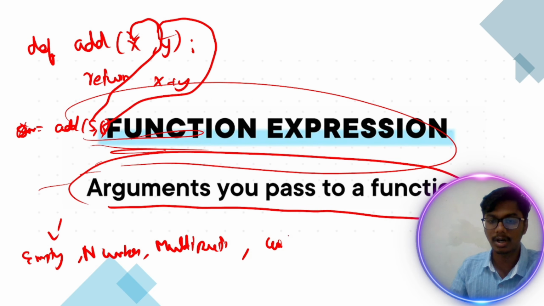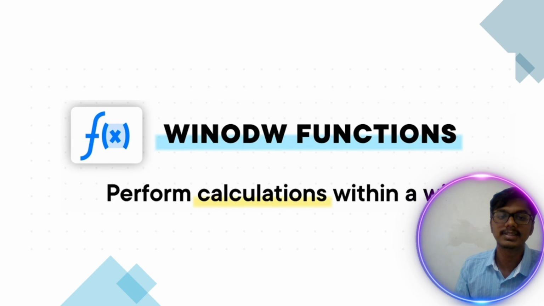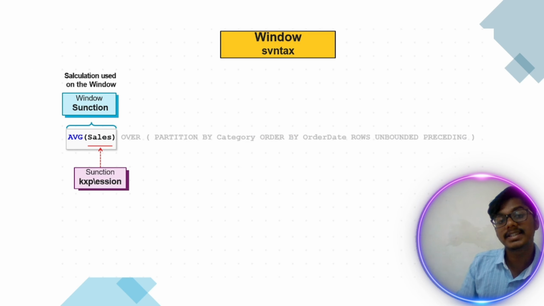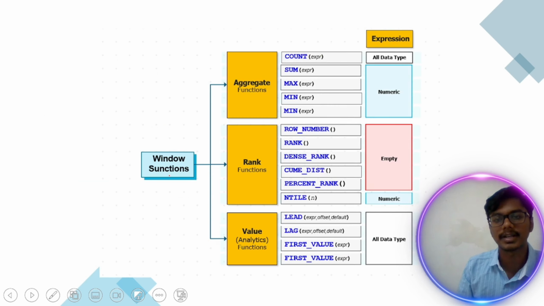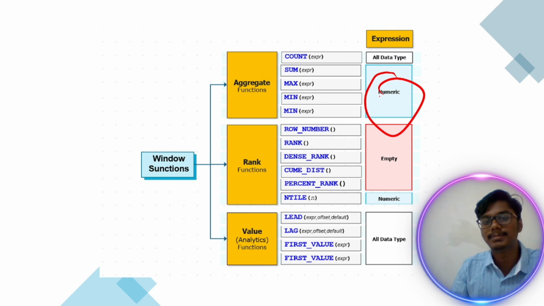I forgot about that column. We can give the column also. That's all about the function expression, guys. We discussed the window function, and inside the window function we are going to consider this as the sales function expression. We discussed the function expression, right? So the function expression for count may be all data types, numeric data type, sum, max, min. Likewise, we are discussing the aggregation function.